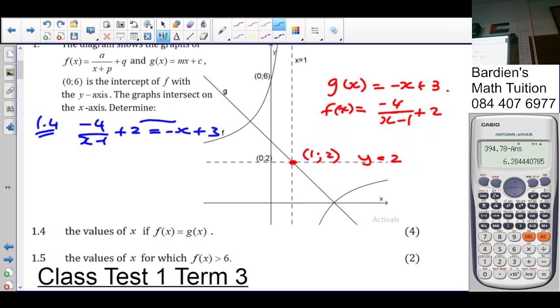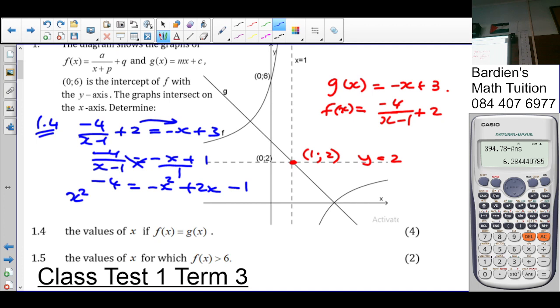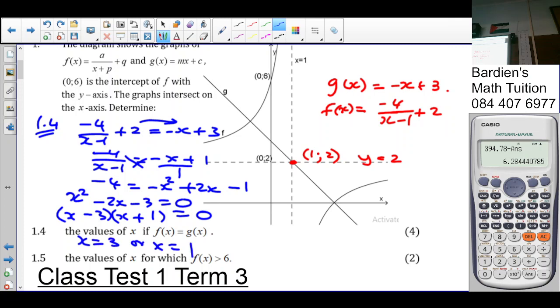Okay, so you solve for x, you take that over. So it's negative 4 over x minus 1 is equal to minus x plus 1. You cross multiply. So negative 4 is equal to minus x squared, that's going to give you positive x, plus x is plus 2x, minus 1. You take that 4 over, the x is on the side. So x squared minus 2x minus 3 is equal to 0. Trinomial x and x, 3 and 1. Minus and plus, so x is equal to 3 or x is equal to minus 1.